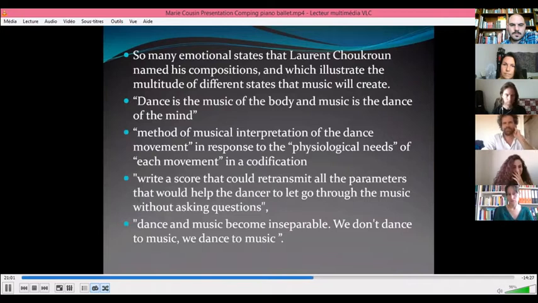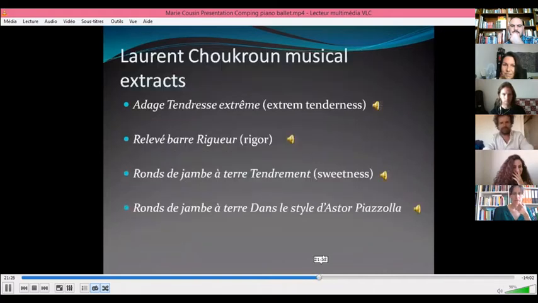Method of musical interpretation of the dance movement in response to the psychological needs of each movement in a codification. Write a score that could retransmit all the parameters that will help dancers to let go through the music without asking questions. Dance and music become inseparable. We don't dance to music, we dance with music. Okay, so let's listen to a few examples of Laurent Chokroun.